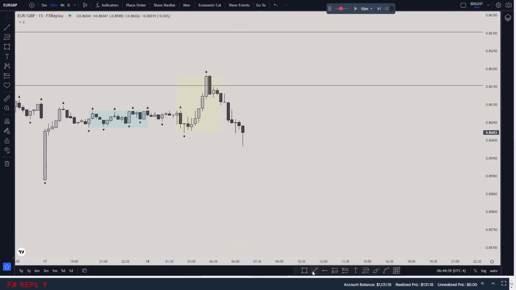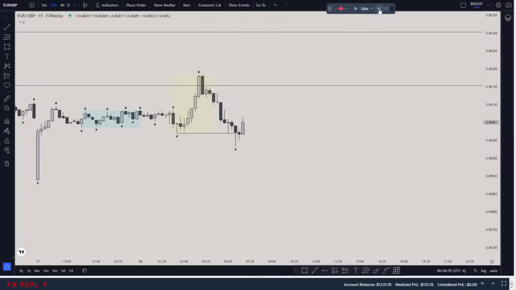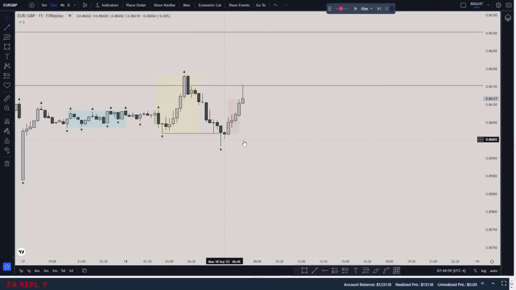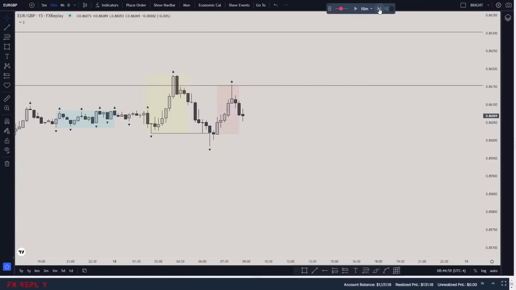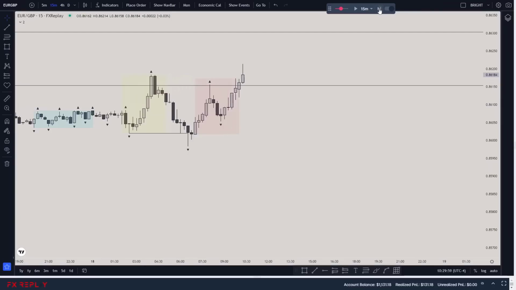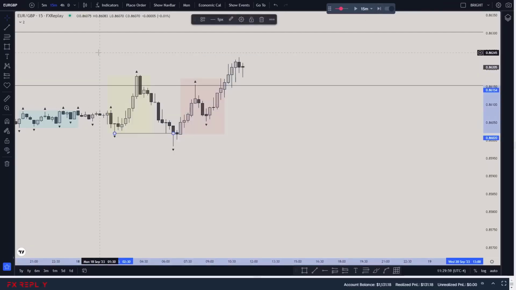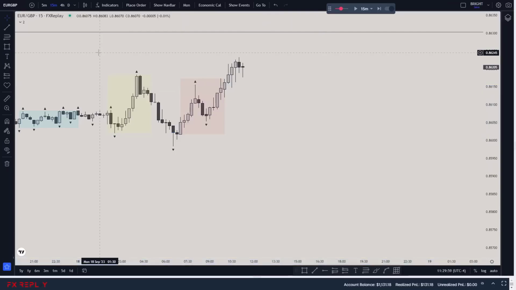I don't like it. If I see displacement below this point, below this level right here, then I'd be looking for shorts on the New York session. There is no displacement below this point, so this is a sweep most likely. So I'm not really looking for shorts. And price keeps going up. That's why I said, okay, I'm only looking for that level to have displacement below.